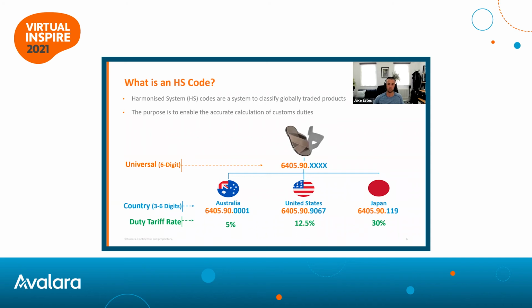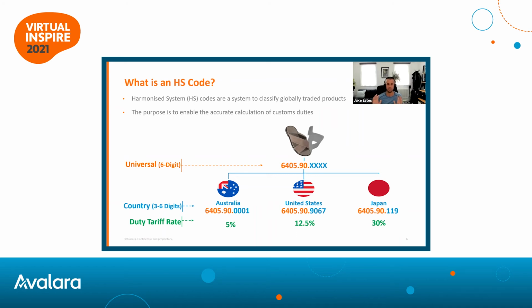So for example, we see that this pair of slippers is 6405.90, internationally recognized. Below that, Australia adds an additional 4 digits, 0001. The US also adds an additional 4 digits, 9067. Japan only adds 3 additional digits, and it's 119. And you can see that below, there are 3 different tax rates. So Australia treats the slippers differently than the US, differently than Japan. Japan seems to have a very high duty rate for this pair of slippers, right? It could be for political reasons, statistical reasons, protecting domestic industries and things like that.